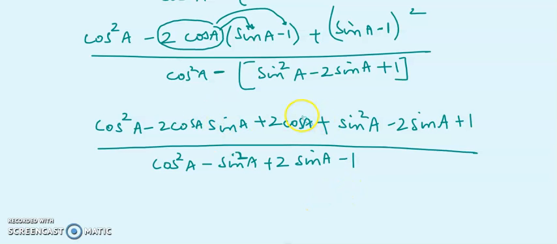Correct? Now in the numerator I have this cos square A plus sine square A. Correct? That will be a 1. And in the denominator, in place of 1, I'm going to put cos square A plus sine square A. I'm doing the other way. Cos square A plus sine square A I have in the numerator. For that, I'm going to put 1. And in the denominator, in place of 1, I'm going to put cos square A plus sine square A.